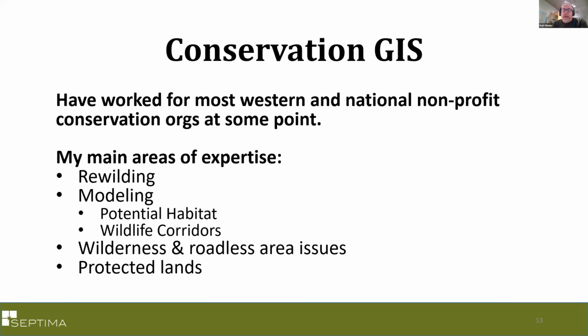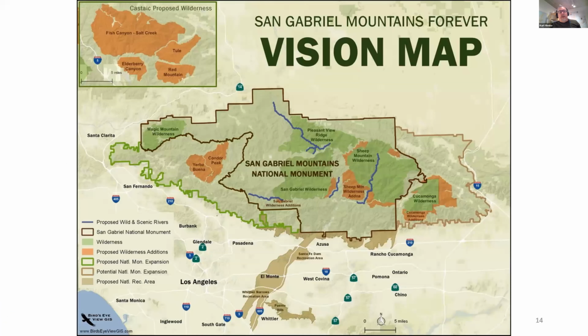I did a lot of modeling for potential wildlife habitat and wildlife corridors, which is fascinating work, a very rapidly developing field. I worked a lot on wilderness and roadless area issues and protected lands. This is my favorite niche. And so I would do things like this.